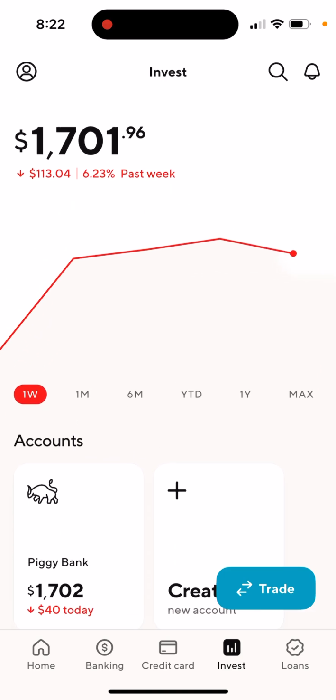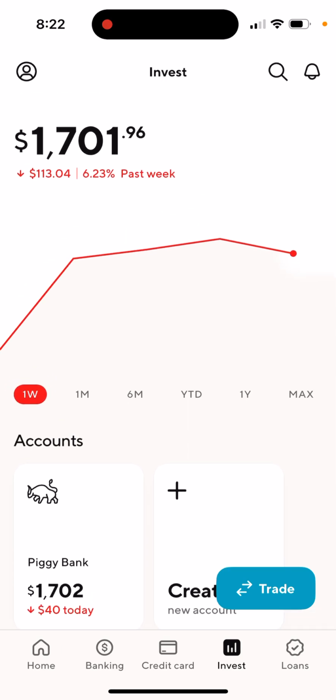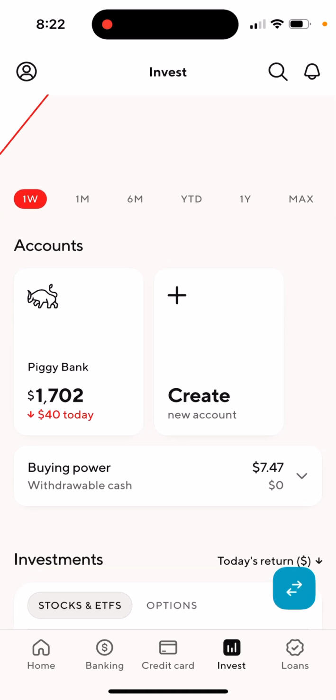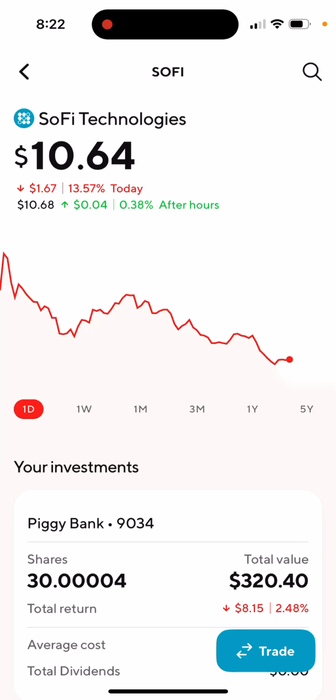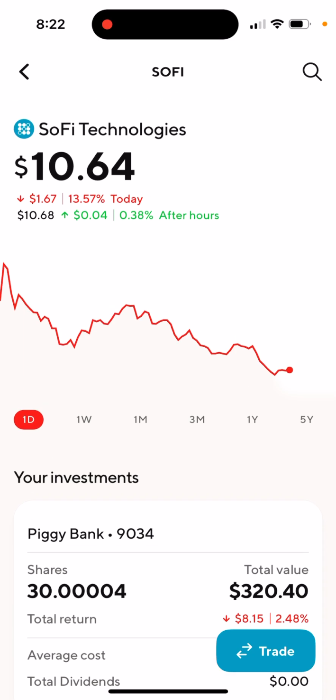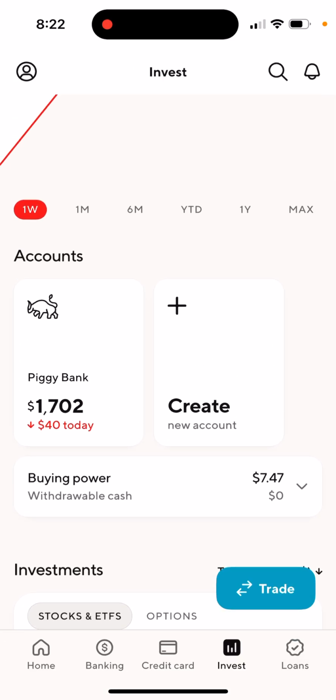Anybody else get hit real hard in the stock market today? I lost about $40. That's not too crazy. I also doubled down on a couple. I doubled down on SoFi. Went ahead and got 30 shares since it was at a discount. The more it goes down, the more shares I get.